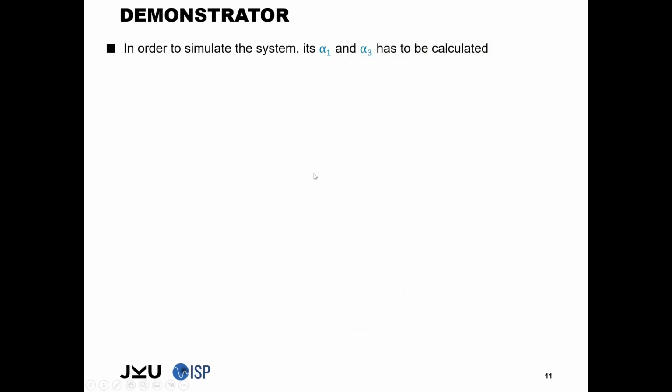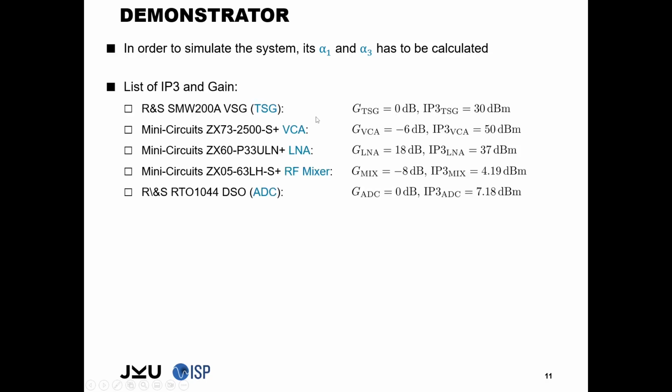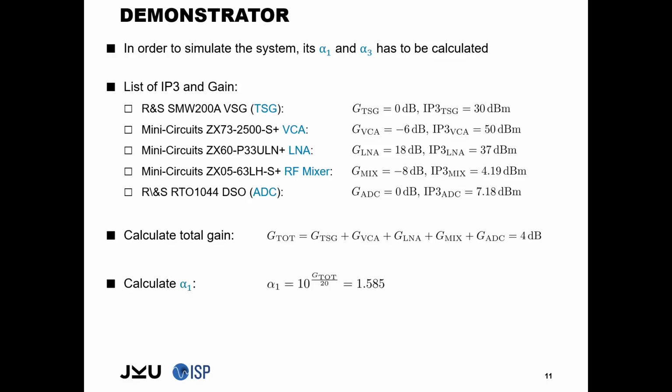In order to simulate the system, we need alpha 1 and alpha 3. For this, we measured the IP3 and gain values and also compared them with the values in the datasheet, and calculated the gain by just adding up the individual gains, which results in 4 dB, and then calculate alpha 1, which results in 1.585.